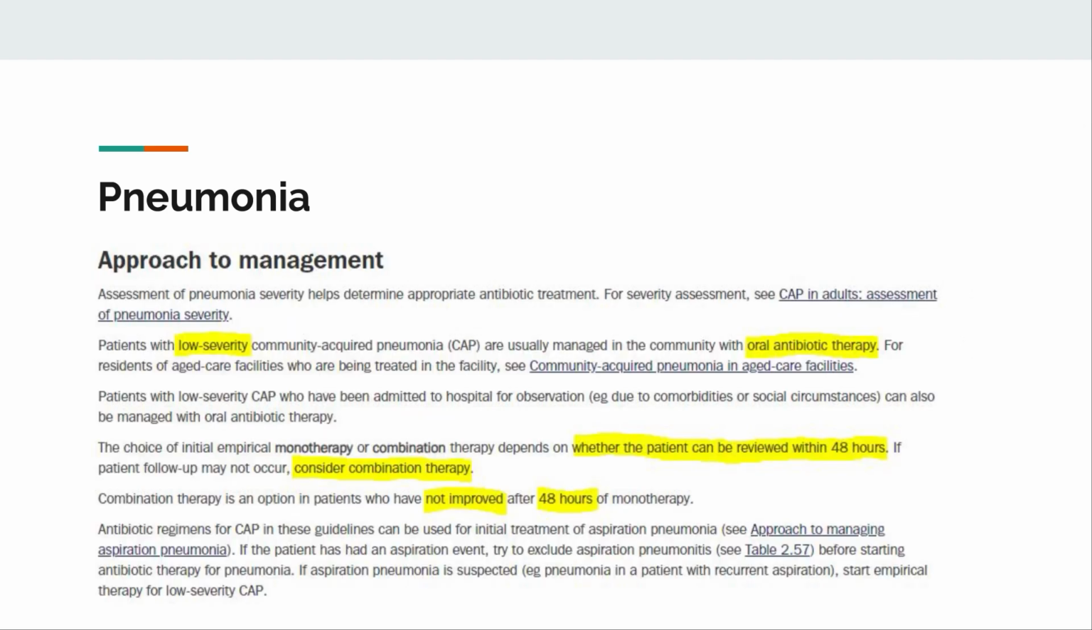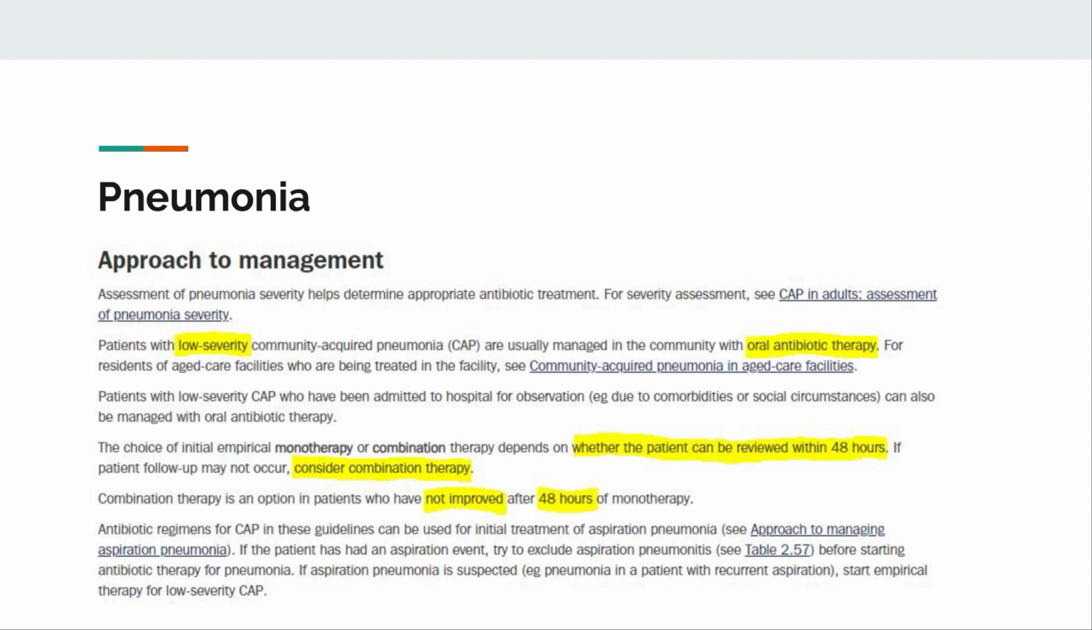So here is just from the eTG about the management. So it does depend on the severity of the pneumonia they have, and also, like we had in the other one, your cultures when they come back. But if it is a low severity, you can see there, it's usually monotherapy or just oral antibiotic. But if they can't actually be reviewed within 48 hours, you can consider a dual therapy, combination therapy.